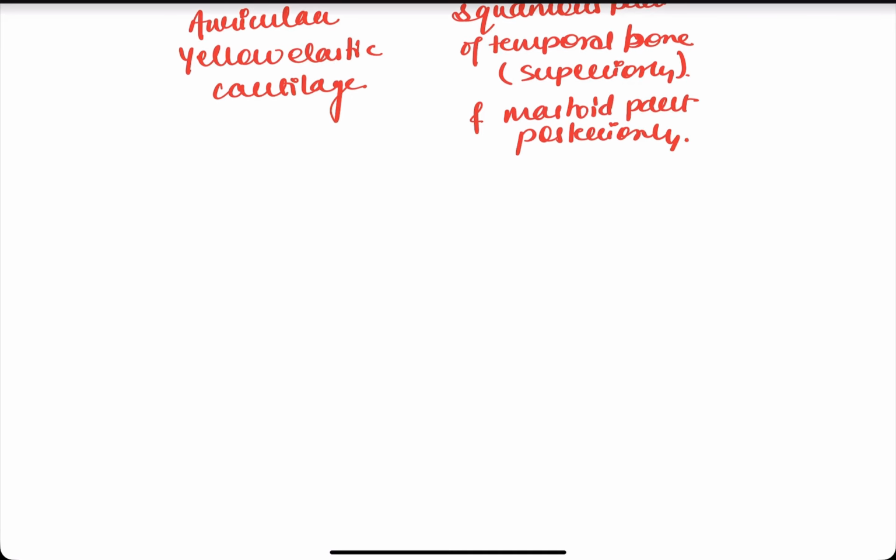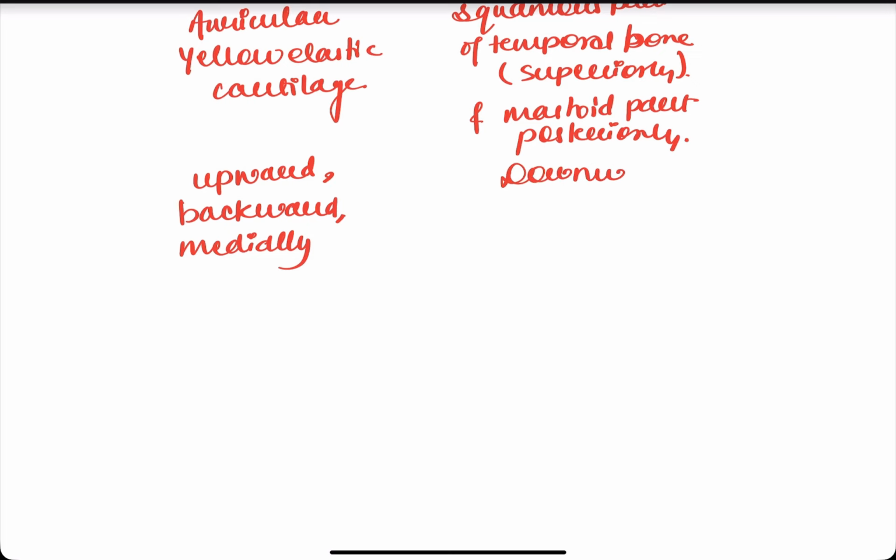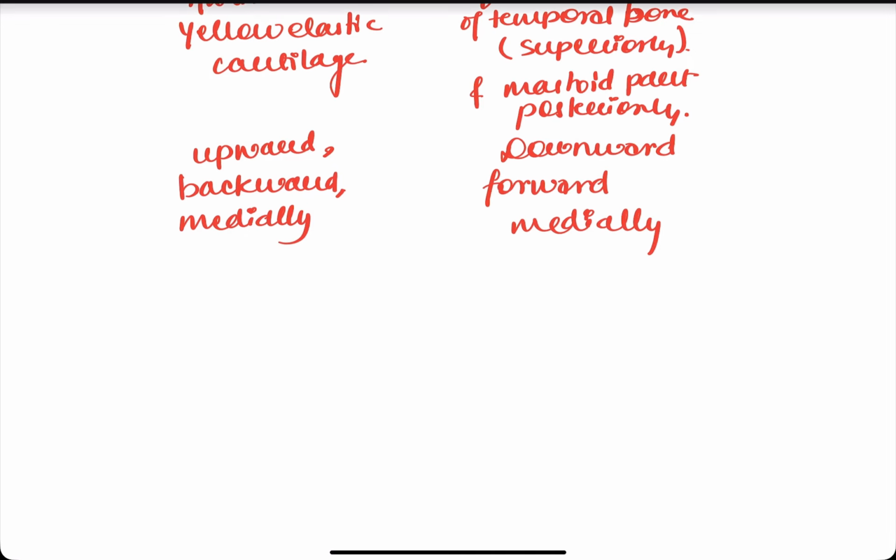Now let's see the direction of the external auditory canal. The cartilaginous part's direction is upward, backward, and medially. And that of the bony part is downward, forward, and medially. Okay, this is about the direction.